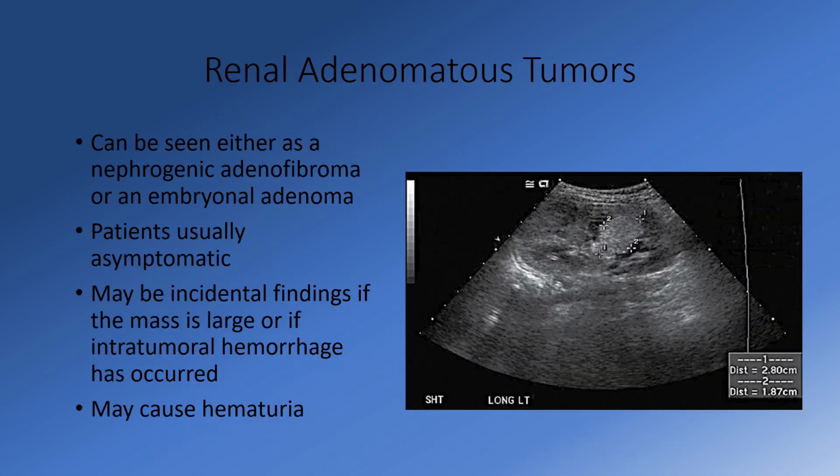So we said adenomas were a possibility. Renal adenomatous tumors can be seen either as nephrogenic adenofibromas or as embryonal adenomas. Typically, again, those patients are going to be asymptomatic, and so oftentimes this is an incidental finding when we're imaging for something else, but hemorrhage can occur if the mass is large, or if it has hemorrhage, then it might be palpable, so then we might be looking at the kidneys because of the palpation. It can cause hematuria also, so that would be another indication for exam is hematuria, and we find an adenoma.